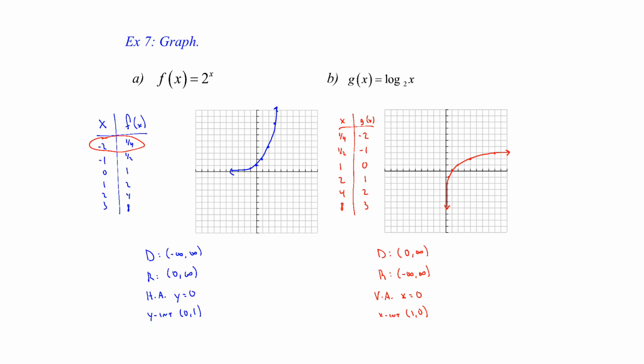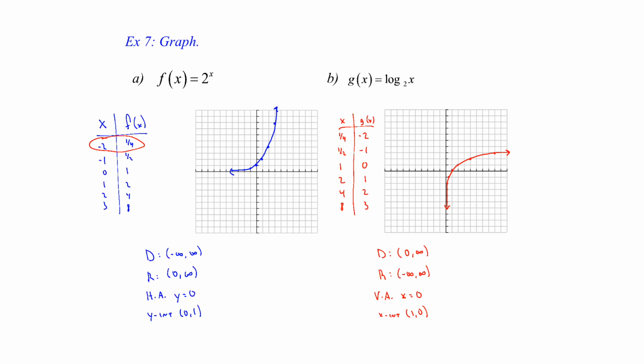And so now you can see the domain and range switch. Domain is all values greater than 0. Range is all real numbers. Instead of having a horizontal asymptote, we now have a vertical asymptote at x equals 0. And instead of having a y-intercept, we have an x-intercept at (x, 0). Once again, because those are inverses, you see those switches in terms of those pieces of information as well.